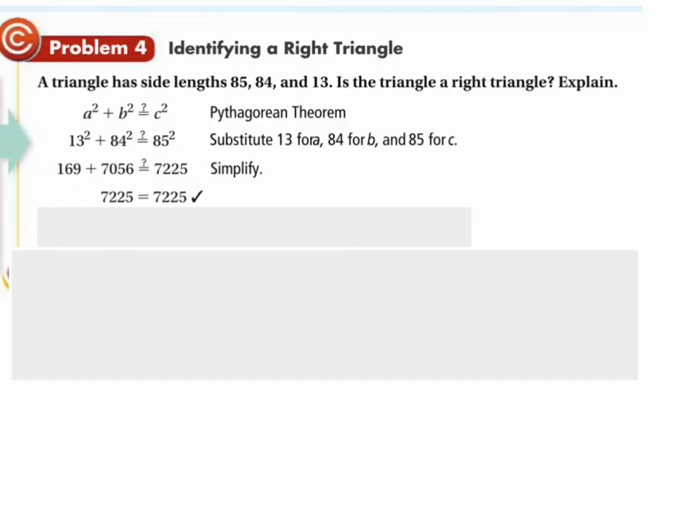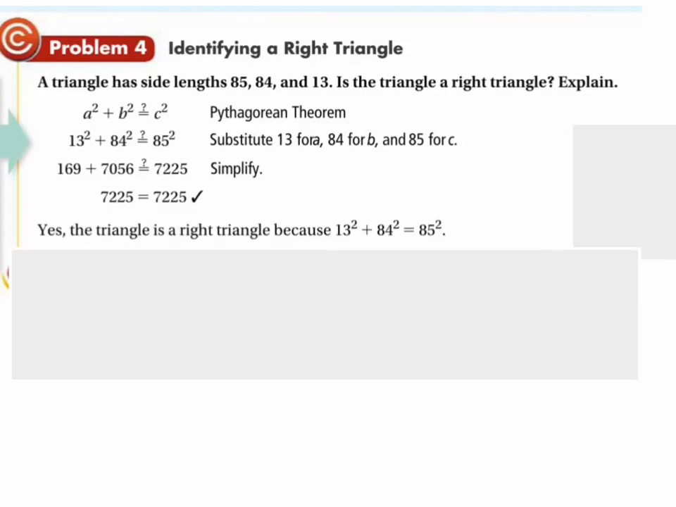Okay. And when you plug the numbers in and you calculate it all out, you find that indeed the two shorter lengths, squared and added together, equal the longer length squared. So yes, the triangle is a right triangle because 13 squared plus 84 squared equals 85 squared. It's a Pythagorean triple. Okay? Here's your got it problem. You should pause the video after seeing it and then come back and check your answer against ours.